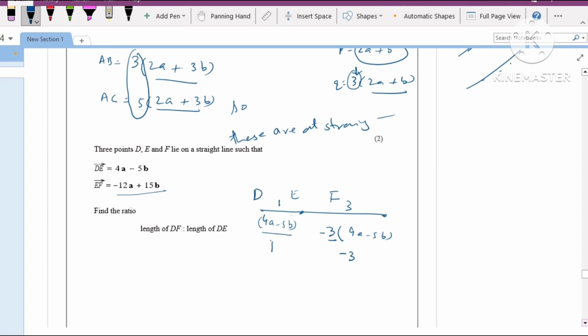So what should the total be? 3 plus 1, 4. So from D to F, it should be 4, and D to E, it should be 1. So 4 ratio 1. This is your answer for this question.